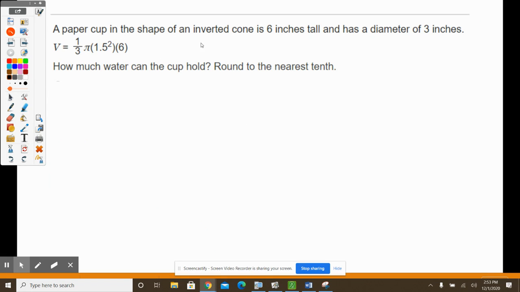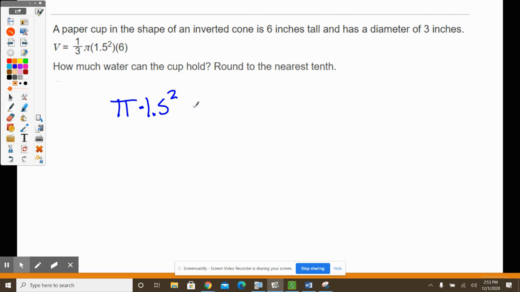A paper cup is in the shape of a cone. It's 6 inches tall, and the diameter is 3. How much water can it hold? And they even set it up for me. Look, they used the fraction this time. They want us to round, so we're going to use our calculator. I don't like the 1/3, so I'm going to do pi times 1.5 squared times 6, and then I'm going to divide by 3 at the end.